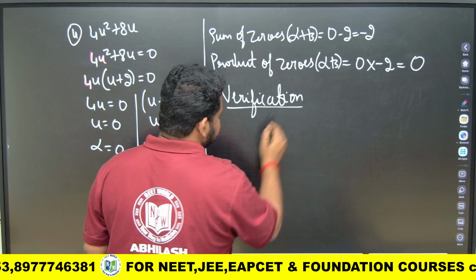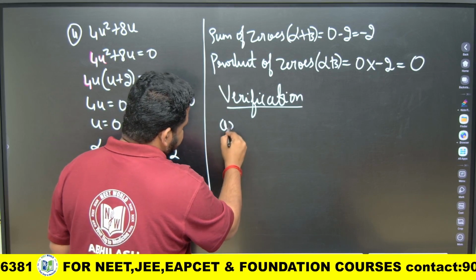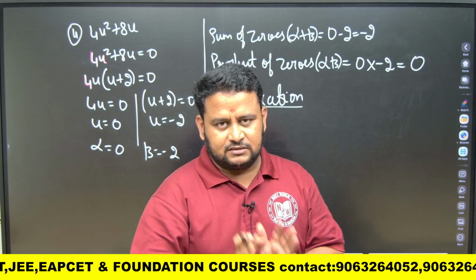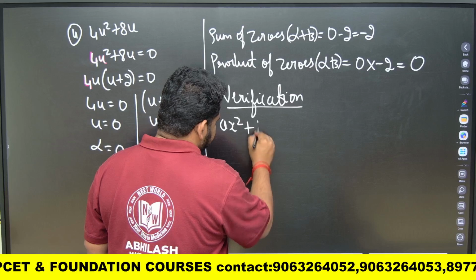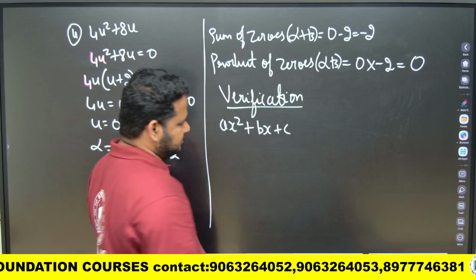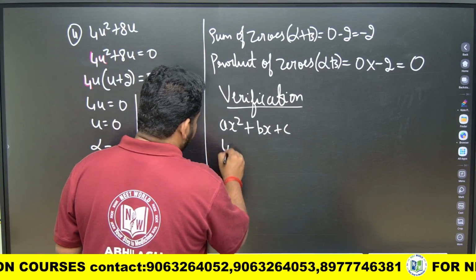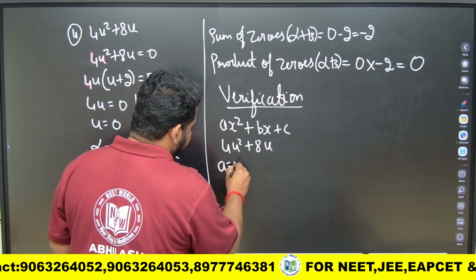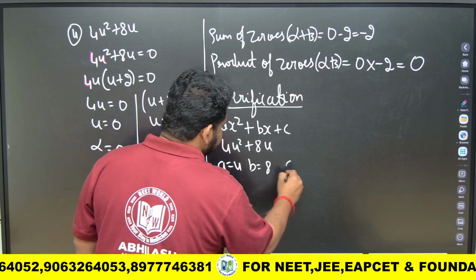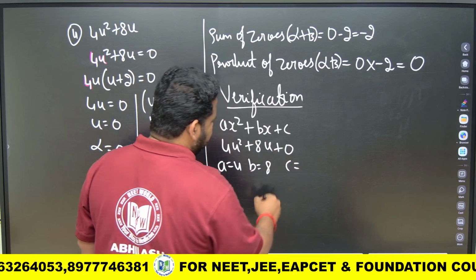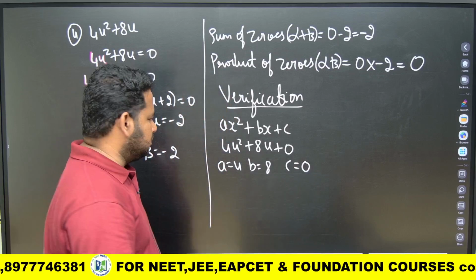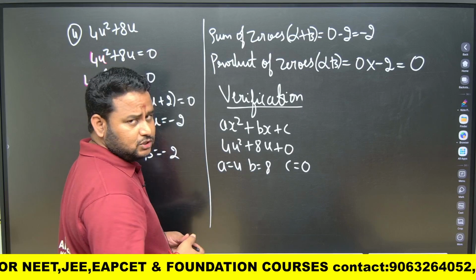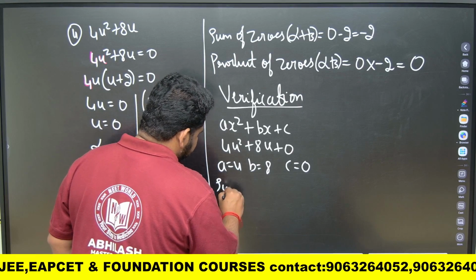Now during verification, you should be careful. First let us write the standard form. Why are we writing the standard form? So that you will be able to identify exactly what is a, what is b and what is c. That is why you have to write down the standard form, ax square plus bx plus c, or general form. Now what is the equation they have given? 4u square plus 8u. If you compare, the value of a is 4, the value of b is 8, and the value of c doesn't exist at all, which means I can write it as plus 0, so c is equal to 0. Now sum of the zeros, what is the formula? Minus b by a. Product of the zeros, what is the formula? That is equal to c by a. Sum of the zeros.